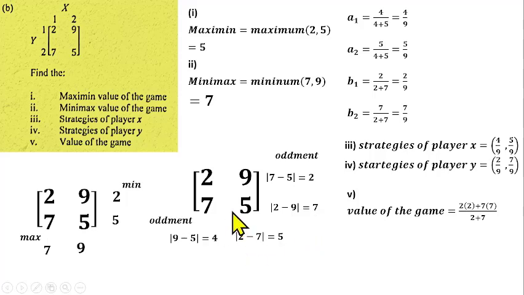I can also use 2 multiplied by 4 plus 9 multiplied by 5 over 4 plus 5 as my value of the game. I can also use 7 multiplied by 4 plus 5 multiplied by 5 over 4 plus 5 as the value of the game. Regardless of which one I use out of the 4, I will get the same value.